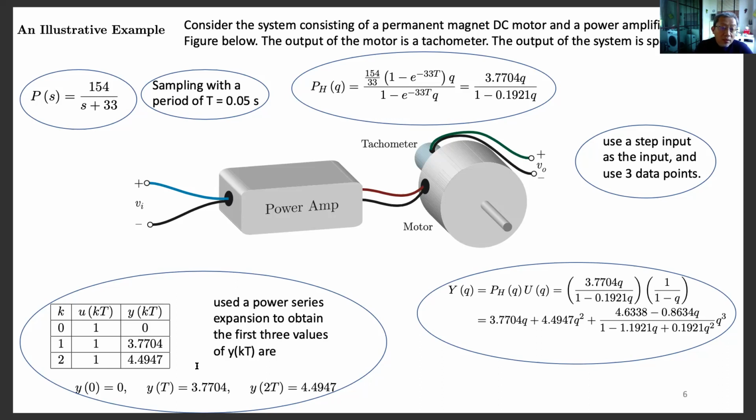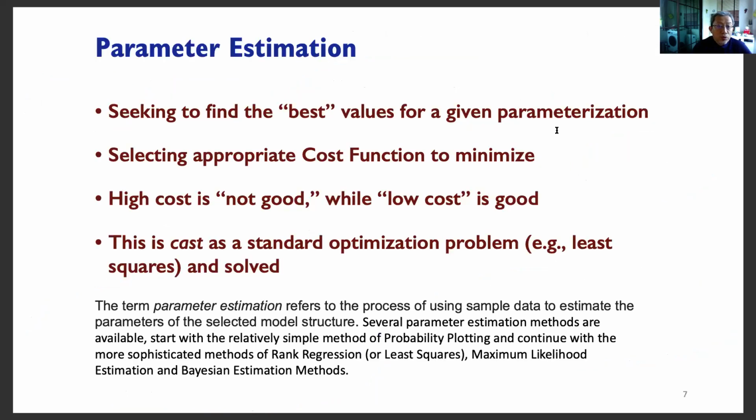So this data is very important in order to do the parameter estimations and to get the final transfer function, the mathematical model, which is known as a first order system. Parameter estimation is an effort to find the best values for a given parameterization and select appropriate cost functions to minimize. High cost is not good, while low cost is good. This is a standard optimization problem.